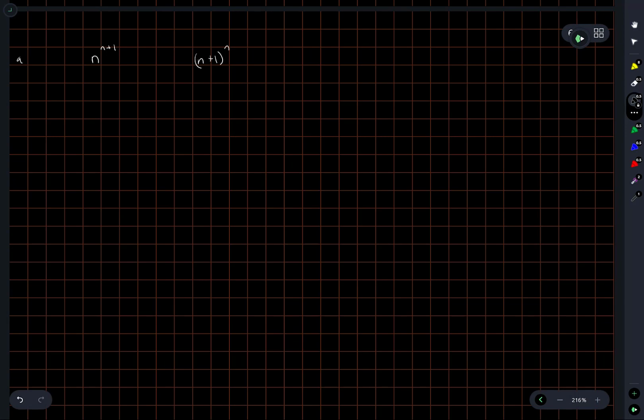Okay, so we're going to assume that this is true for some value of n. The base case we need to check is when n is equal to 3. We've kind of done that already. So we have 3 to the 4, which is equal to 81, and 4 to the 3, which is equal to 64. So it works for n equals 3. And now we need to try and prove that it's true for the value n plus 1.